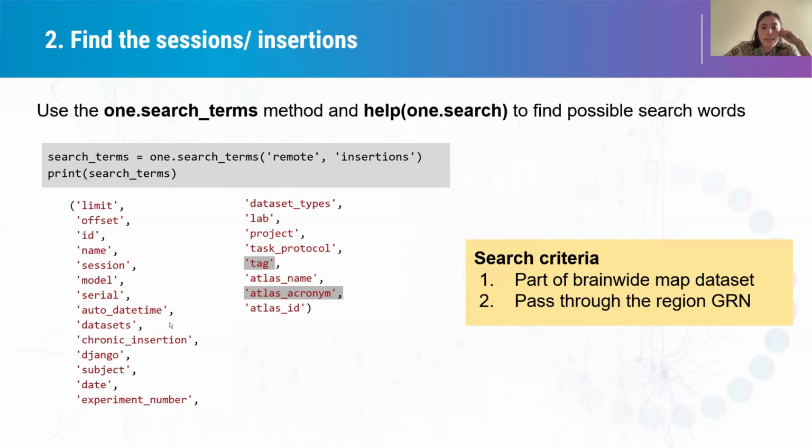For our analysis, the 2 keyword arguments that we're interested in are the tag, which corresponds to a group of data sets that we put into a data release, and in this case, it's the brainwide map data set. The second keyword argument that we're interested in is this atlas acronym, because in this analysis, we're interested in just sessions or insertions that target a specific region, the GRN. So we want to pass that in as a keyword.